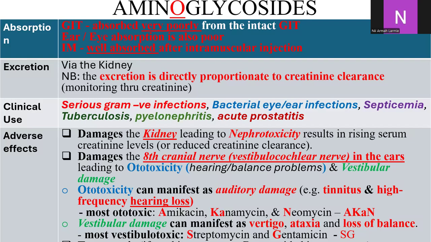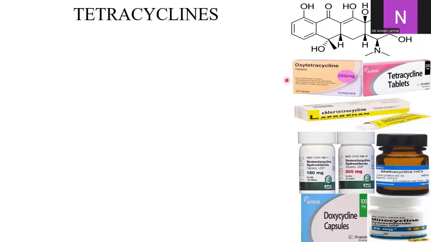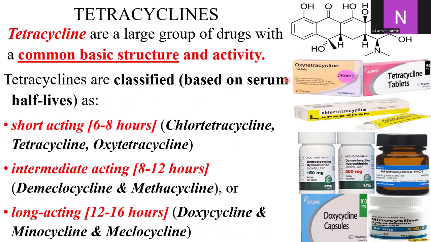The second antibiotic group that works through the 30S ribosome are the tetracyclines, named after their chemical structure. You can see a four-cycline group, so they are the tetracyclines. Normally, we classify them based on their half-life: the short-acting group, which acts within 6 to 8 hours, the intermediate-acting group, within 8 to 12 hours, and the long-acting group, within 12 to 16 hours.